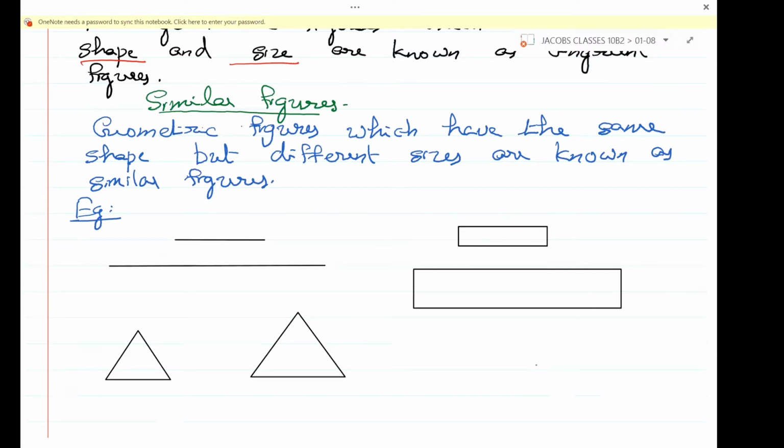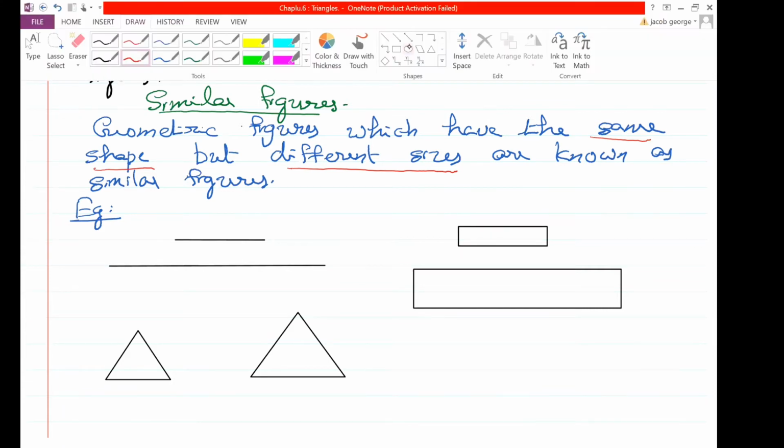Here, the shapes are the same, but size are different. So this is the point. Having the same shape, but different size. These types of figures are called as similar figures. Okay, one more example, like circles.